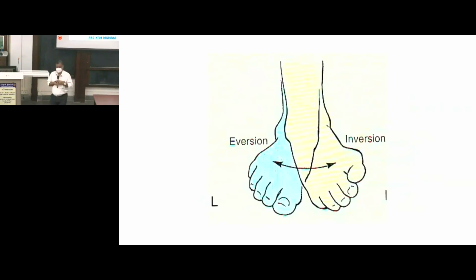With reference to the foot, it can walk on uneven ground, no? So it has to adjust. Rotation of the foot in such a way that the sole faces medially is called inversion. When the sole faces laterally, it is called eversion. So peculiar terms for the foot.